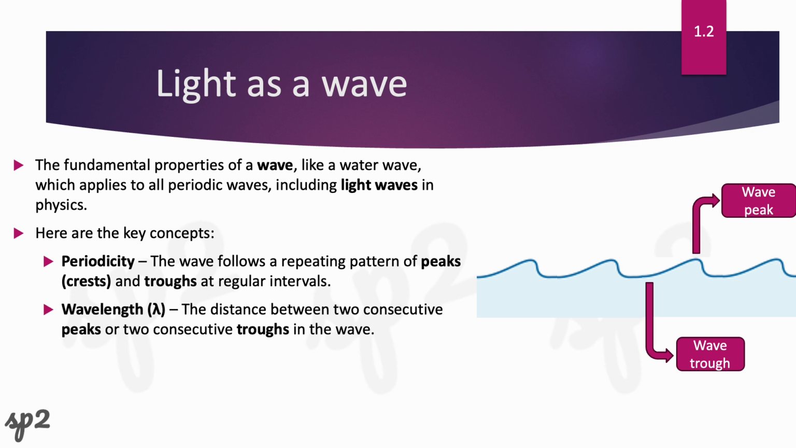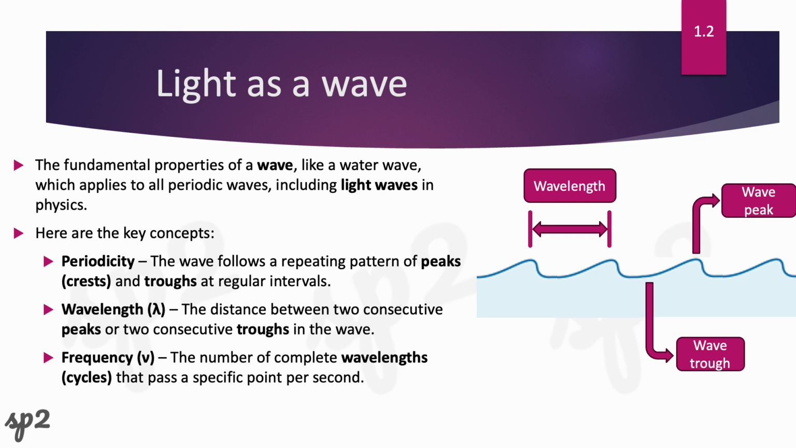Then we have the wavelength. We are using lambda, a Greek letter, representing the distance between two consecutive peaks or two consecutive troughs in the wave. Okay. I have another important concept, which is frequency, which represents the number of complete wavelengths, right, that pass at any specific point, but it has to be per second. Okay, we're going to be dealing with these two, the wavelength and frequency, a lot when we are doing our study of the electronic structure of atoms. Okay, cool.